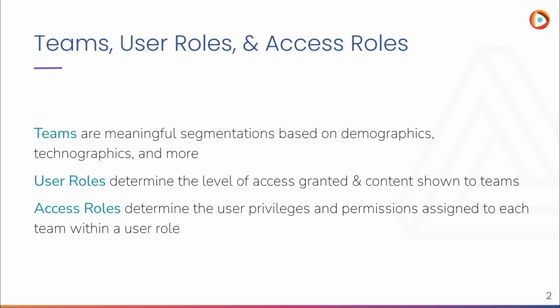Now, a little bit deeper into that, we also have access roles. Access roles are going to determine the user privileges and permissions assigned to each team within a user role. So we can have multiple different teams within a specific user role, and then we can define exactly what kind of access that team has. Let's say we have a bunch of different teams within our support user role at the project level. We can define what each team can do using different access roles. So let's go ahead and take a look at the different user roles, and then we'll move on to creating our teams and defining those access roles.